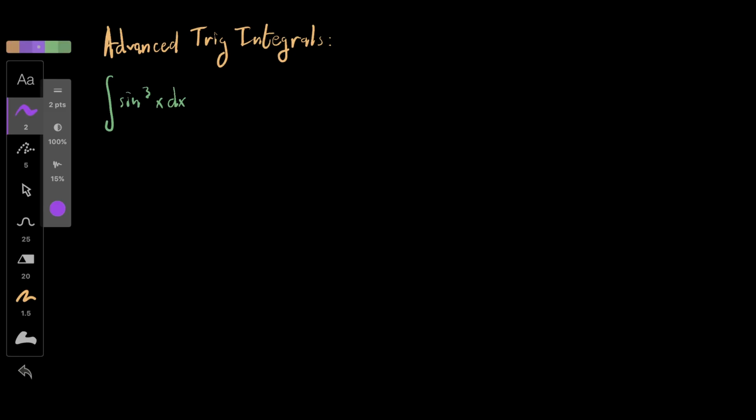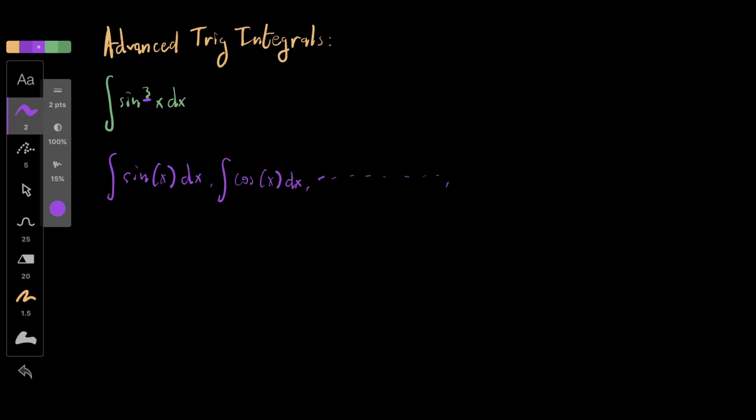So, what do we know? Well, we know the integral of sine of x dx. We know the integral of cosine of x dx. And we know the rest of the basic trig integrals. But what about sine cubed x? Why is there a cubed power? That makes no sense. Like, what are we supposed to do?